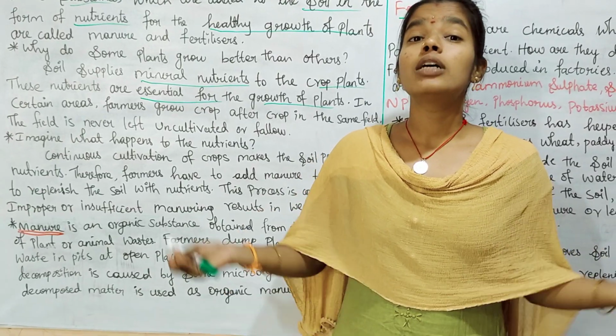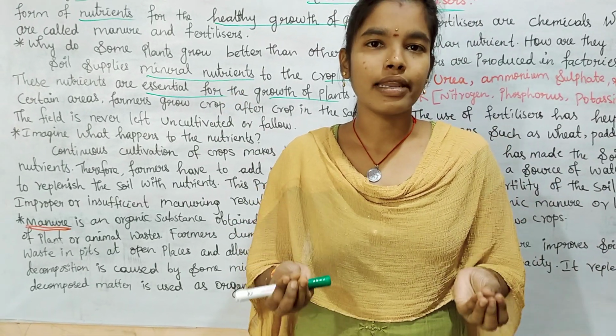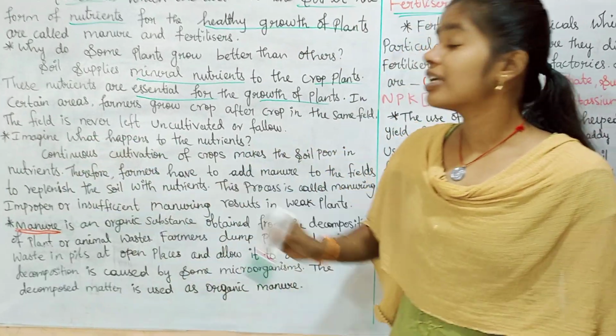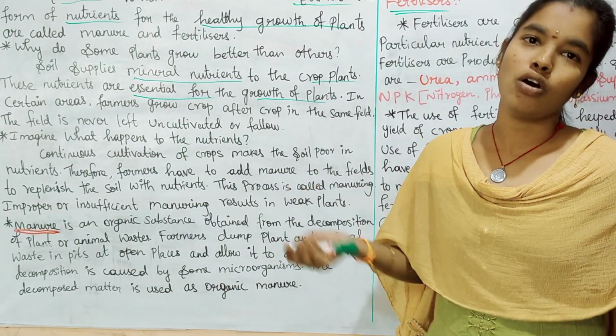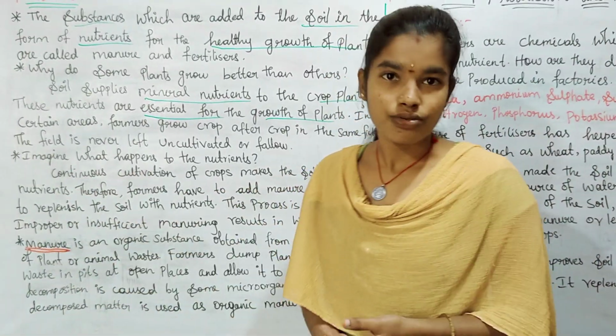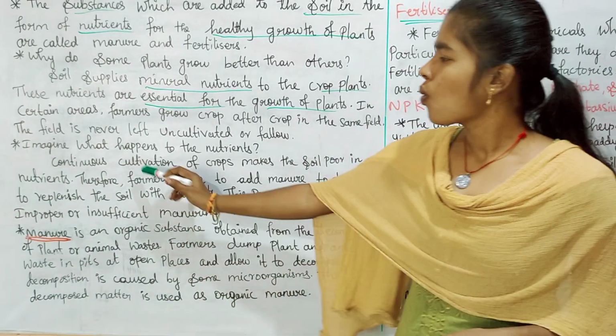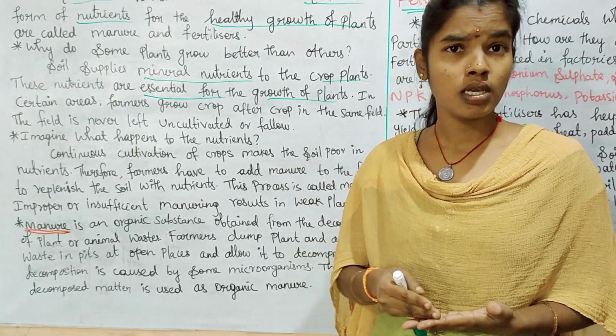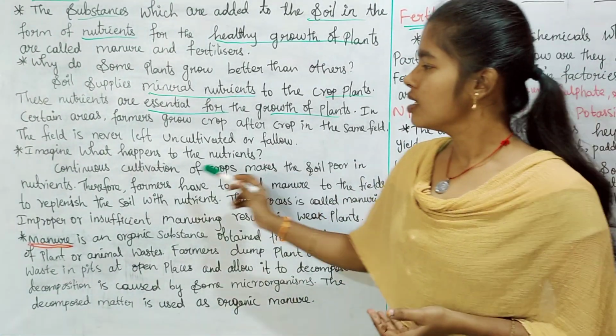They will never leave that particular area uncultivated. So the field is never left uncultivated or fallow; continuously they will be cultivating. Next question: imagine what happens to the nutrients.